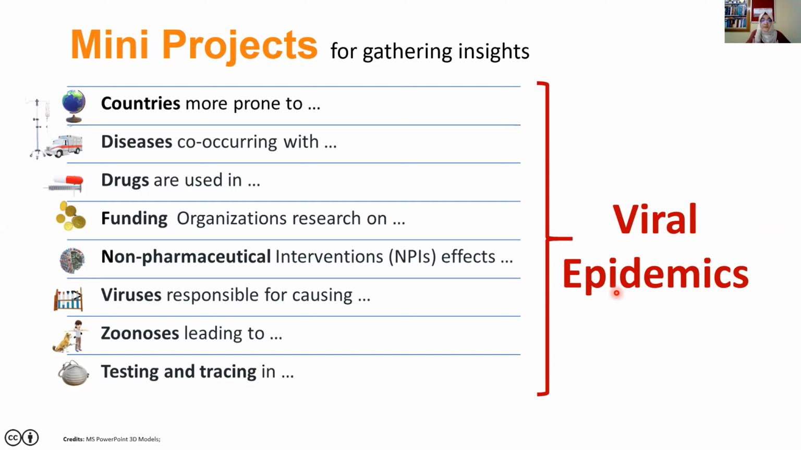Are there any non-pharmaceutical interventions? And what are their effects on viruses and the epidemics that they cause? What viruses are responsible in the first place to cause viral epidemics? And what is the role of zoonosis? And how can testing and tracing prevent and control viral epidemics?